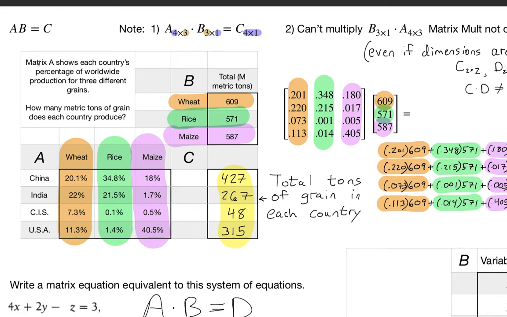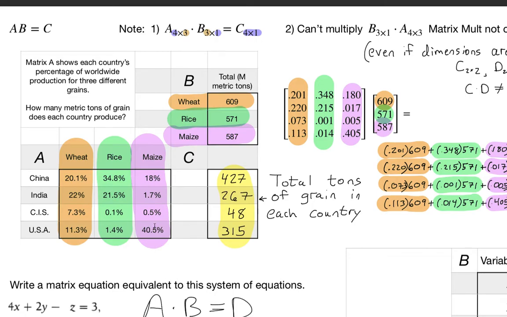I'll just read this. Matrix A over here shows each country's percentage of worldwide production for 3 different grains. So China produces 20.1% of all the wheat. They produce 34.8% of all the rice and 18% of all the maize. Same thing for USA. USA produces 11.3% of all the wheat, 1.4% of all the rice, and 40.5% of all the maize.